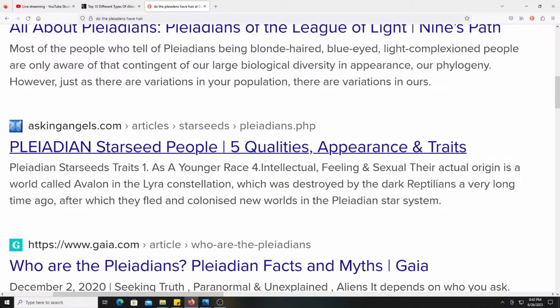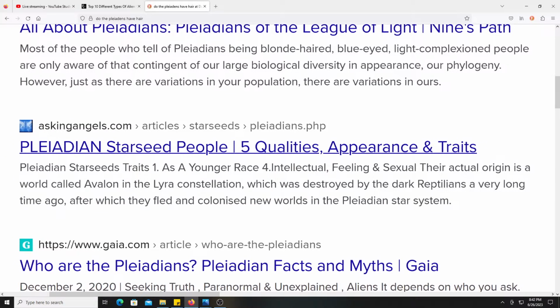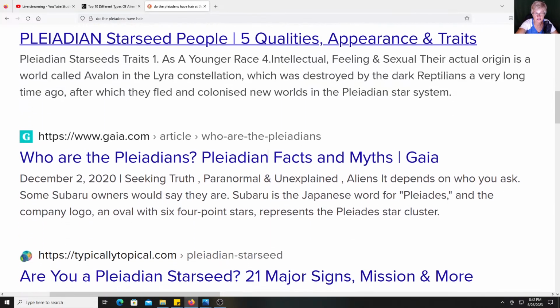They are intellectual, a younger race, intellectual, feeling, and sexual. Their actual origin is a world called Avalon in the Lyra constellation, which was destroyed by the dark reptilians a very long time ago, after which they fled and colonized new worlds in the Pleiadian star system. Now, the Pleiades is mentioned in the book of Job. So we know that the Pleiades exists. It's an actual place.